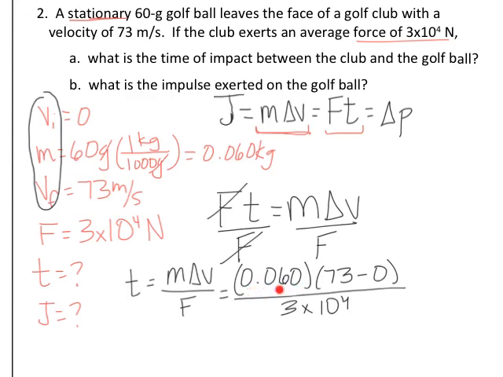Notice I plugged in the kilograms version of our mass. For our delta V, remember for a change you subtract final minus initial, so I did 73 minus 0, and then divide it by our force. And when you type that in your calculator, you should get a value for the time of 1.46 times 10 to the negative 4th seconds.